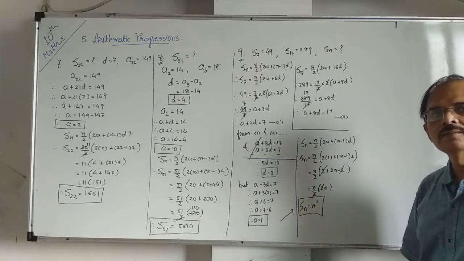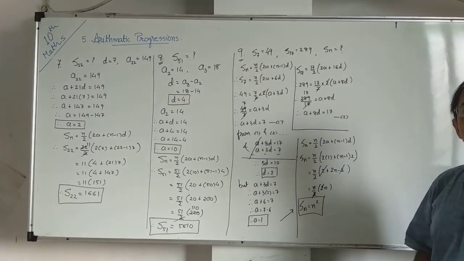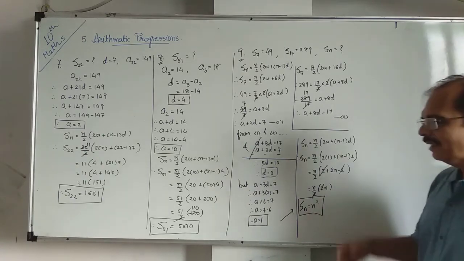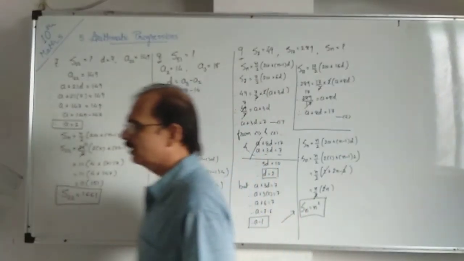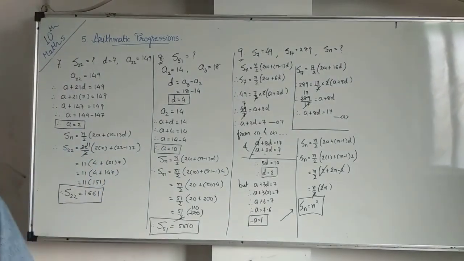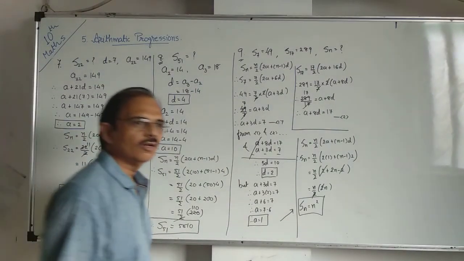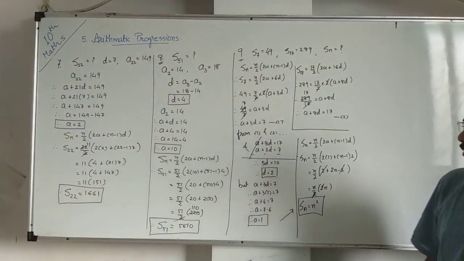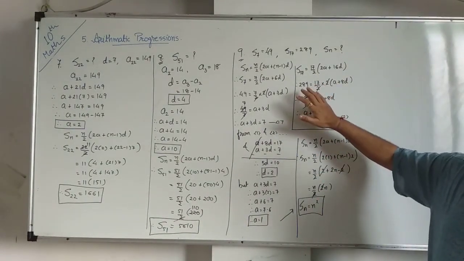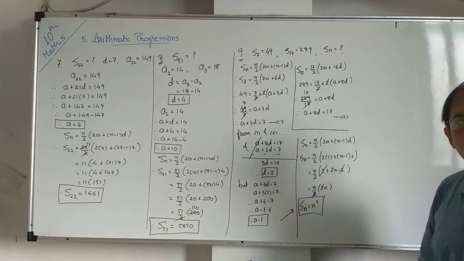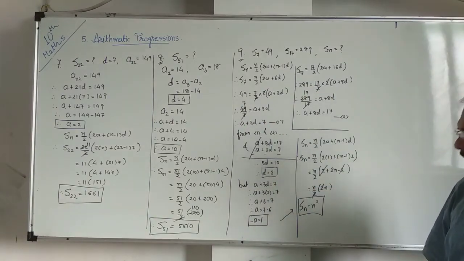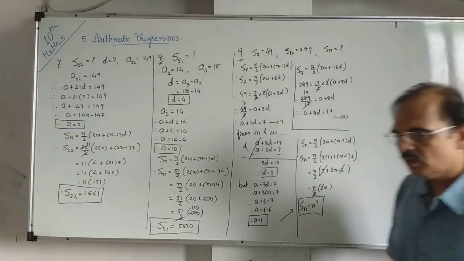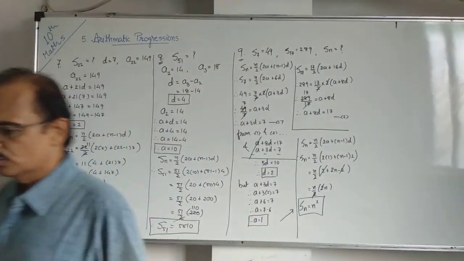Recall something we explained: Sn equals n square is the formula to find out the sum of odd natural numbers. So this is the question of the sum of odd natural numbers. This is the formula to find the sum of odd natural numbers. Okay, so write it down.